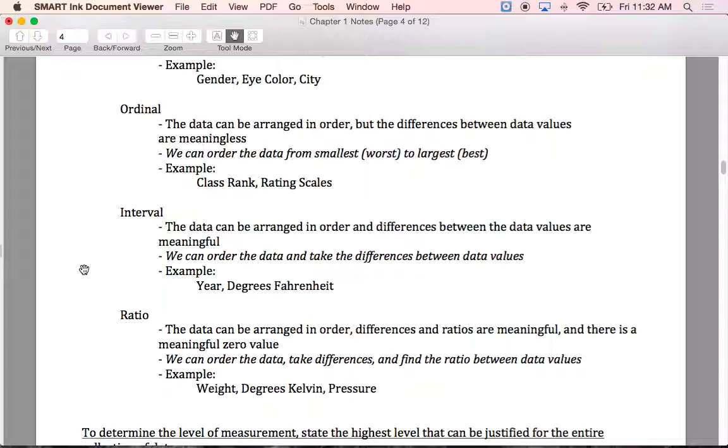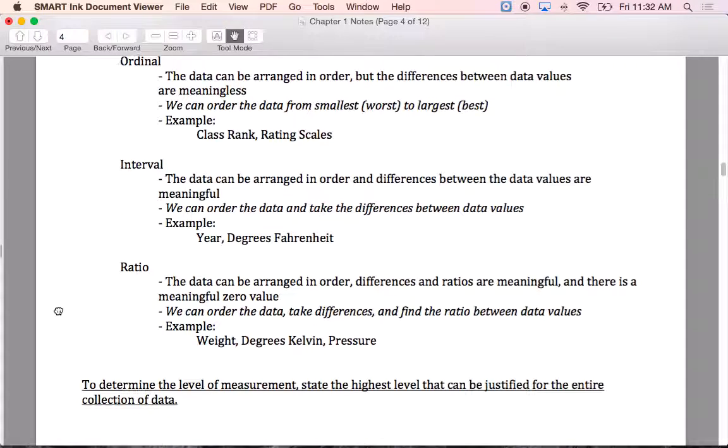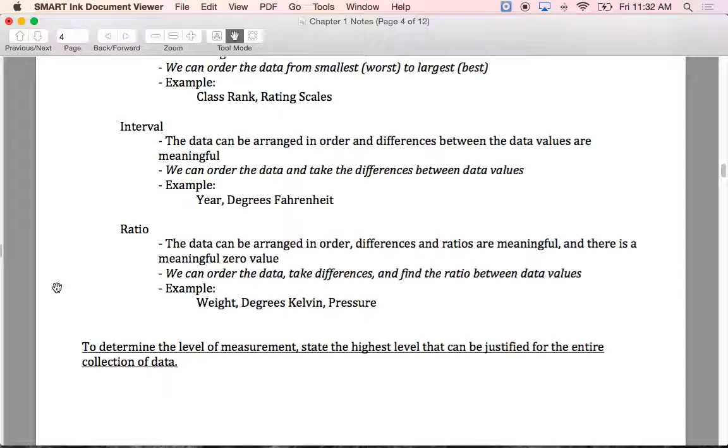Degrees Kelvin is the only one that has the true 0. So that is the only measurement for temperature that we can use that's ratio. The other temperatures are going to be interval data. To determine the level of measurement, state the highest level that can be justified for the entire collection of data.